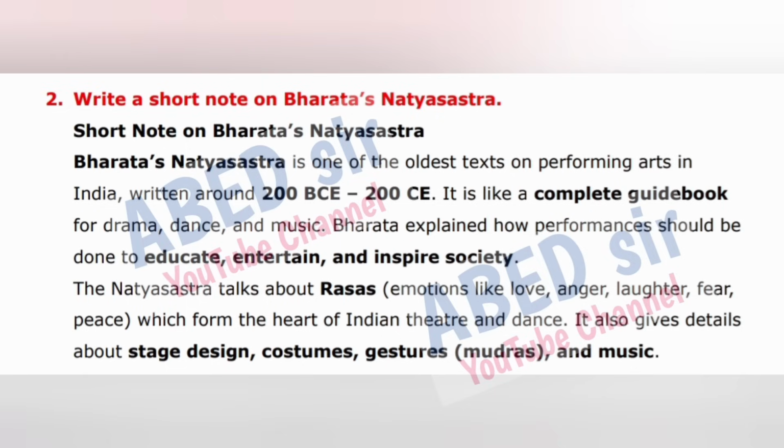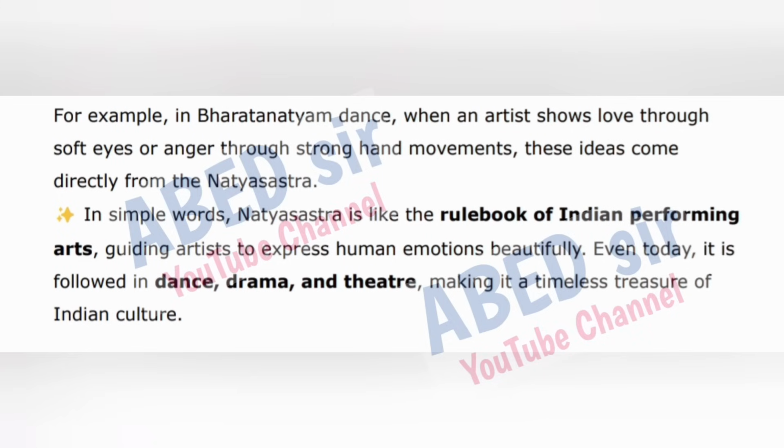The Natya Shastra talks about rasas, emotions like love, anger, laughter, fear, peace, which form the heart of Indian theatre and dance. It also gives details about stage design, costumes, gestures, mudras, and music. For example, in Bharatanatyam dance, when an artist shows love through soft eyes or anger through strong hand movements, these ideas come directly from the Natya Shastra.